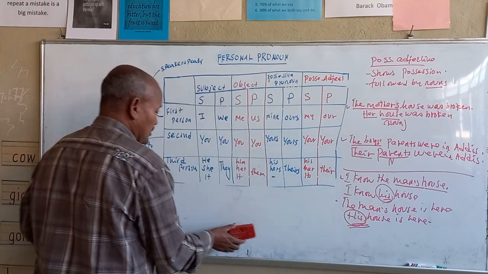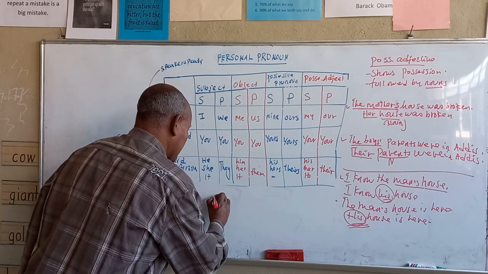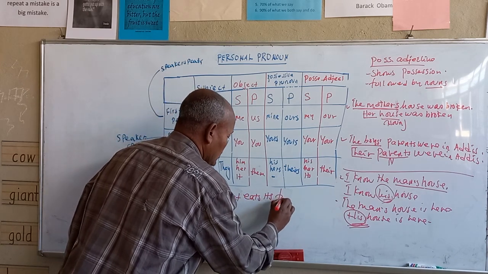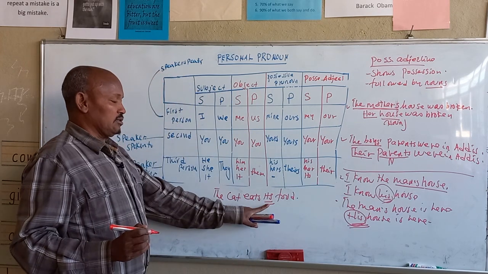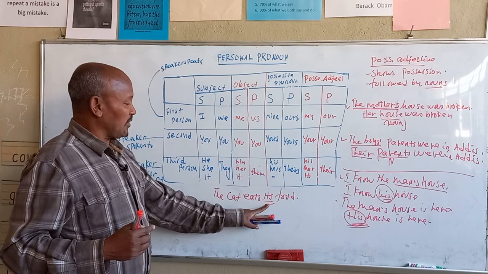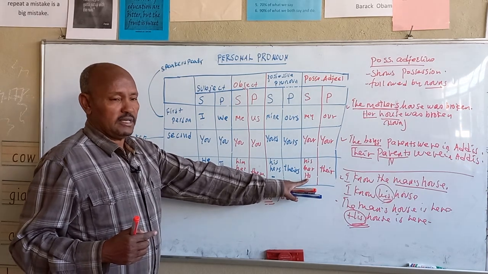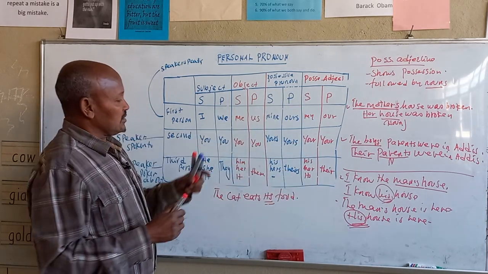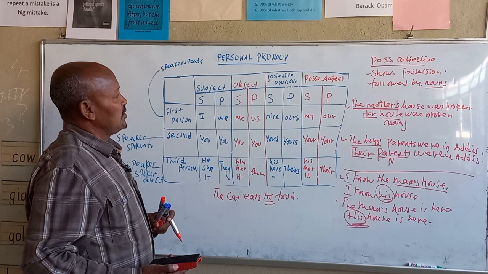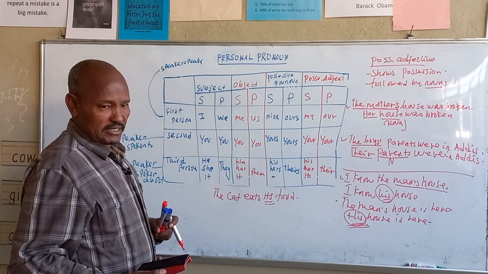Let me give you another example here. Yes, the cat, look here. The cat's food. Its replaces the cat itself, which is the possessive adjective form of the third person it. Its food, which the cat eats. So these are the general approaches of personal pronouns: the subjective, objective, possessive pronoun, and the possessive adjective forms of a sentence.